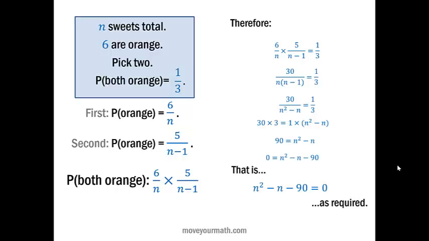So that's how you handle Hannah's sweets problem. Step 1 is some basic probability theory. Step 2 is taking the thing that you were told in the question about the probability that both are orange and using what you know about the basic probability theory to get that 6 over n times 5 over n minus 1 equals a third. And then just doing some algebra. None of this is probability theory, it's just algebra.